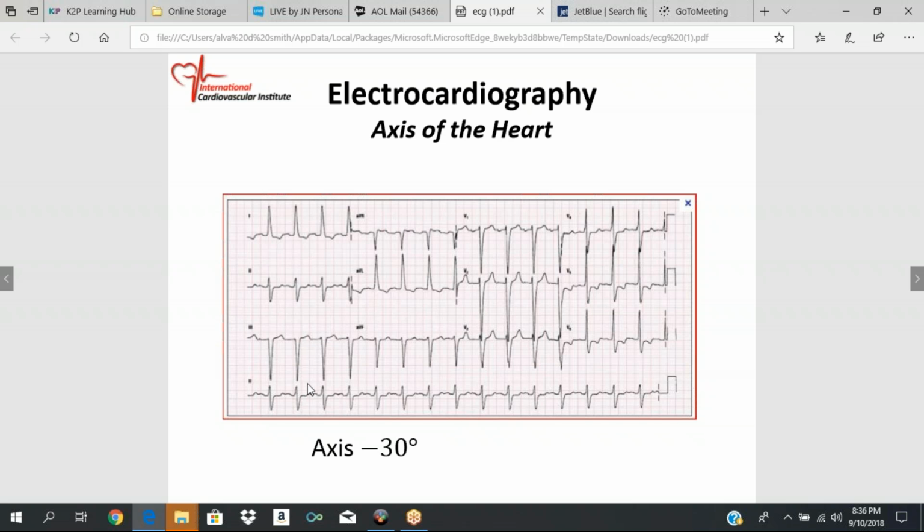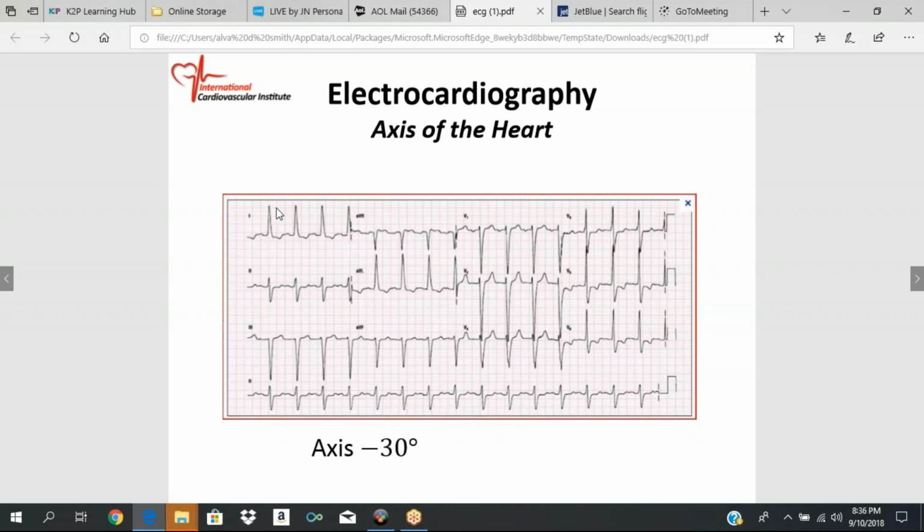All right, what is the rate? The next thing is the rate. As we said before, you look at the number of big blocks between your RR interval. So just take one that falls on the R wave. Let's use this one, which probably falls on the R wave.